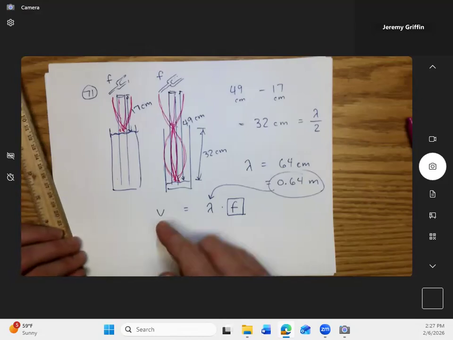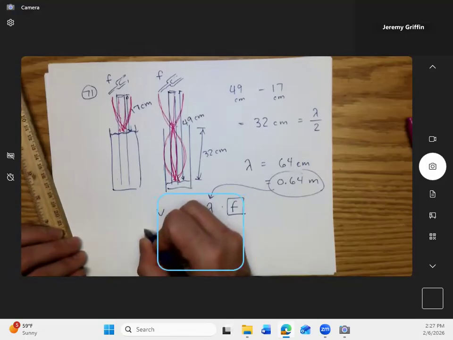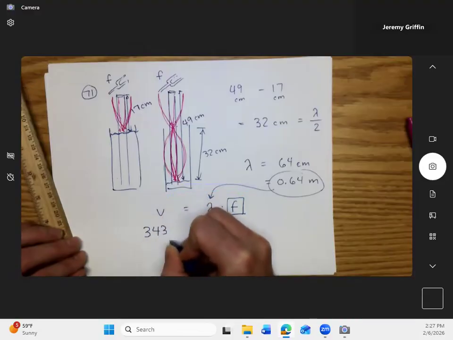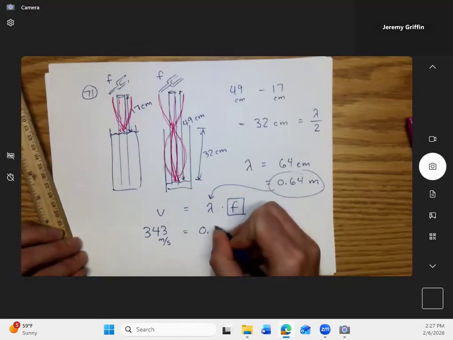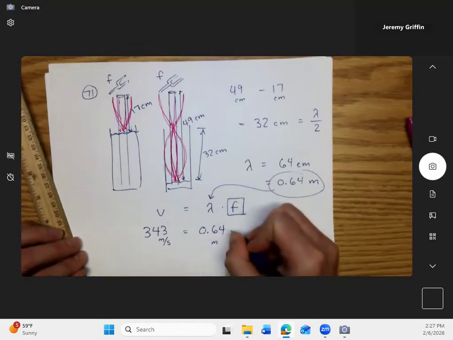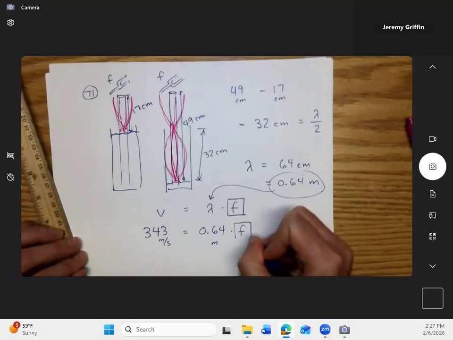What do you guys feel like using? I know that's light. No, 343. Sure, let's do that. Let's do 343 meters per second, and 0.64 meters. And the frequency of this tuning fork.